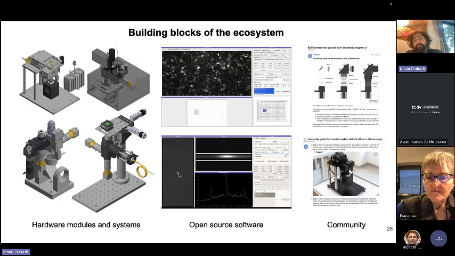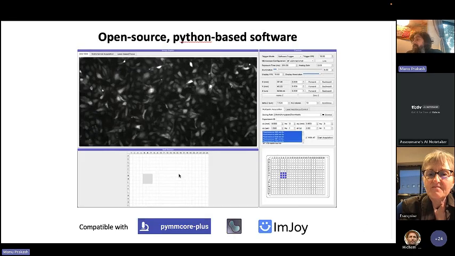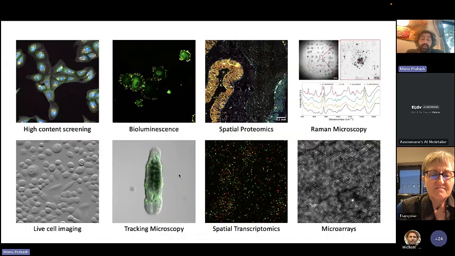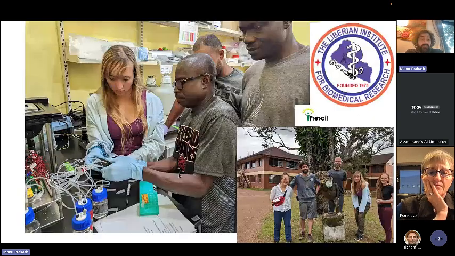All software is completely open. So it allows you to get under the hood and essentially start using the tools. And I'm going to give you a few examples of the types of applications, including drug screening. We do a lot of spatial transcriptomics and spatial biology, CODEX assays, and many of the Raman sets of things that I gave you. So this is the first example from Liberia.